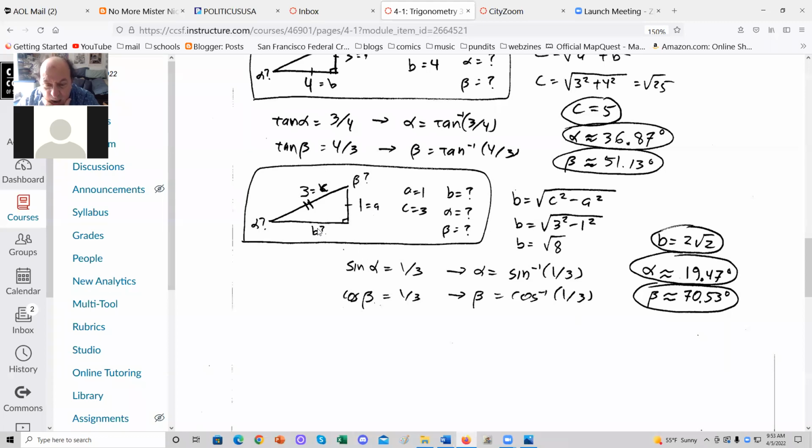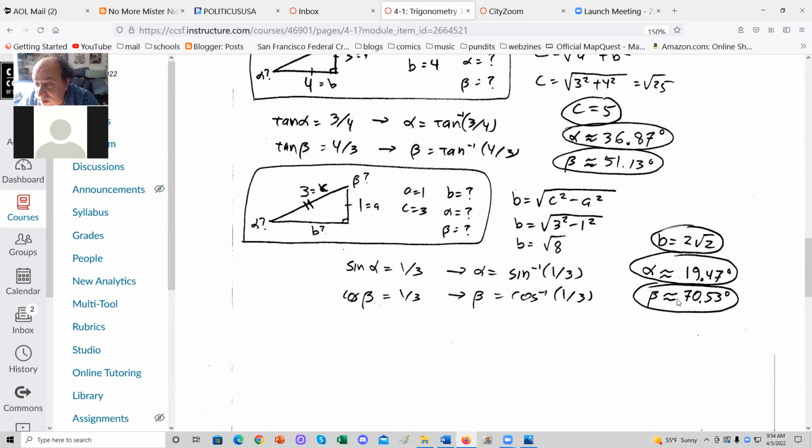Now, all right, we're given A and C. We want to find these trig functions. Well, A over C is sine alpha. So taking arcsines, alpha is arcsine 1/3, which is approximately 19.47 degrees. Now, A and C are the adjacent side and the hypotenuse for beta. So cosine of beta is 1/3. So beta is arccosine 1/3, and a push of a button will give you that beta is about 70.53 degrees.